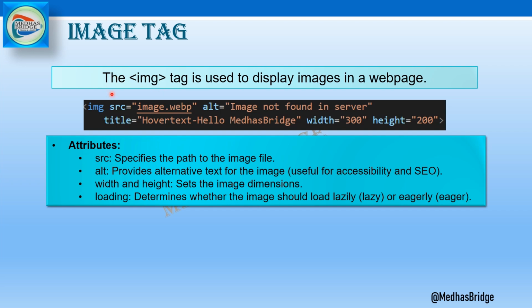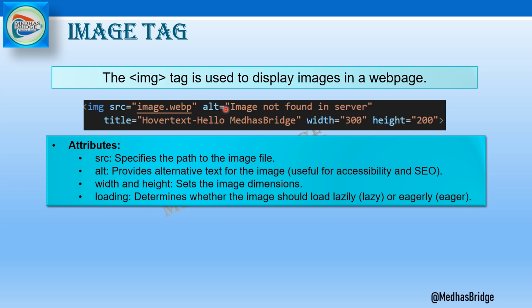Image tag. The image tag is used to display images on a web page. Here is the syntax. Img is the starting of the tag. Make a note, for the image tag we don't have an ending of the tag, only the starting of the tag, and then attributes. You mention src and title, and the width and height of the image which you would like to have on the web page.